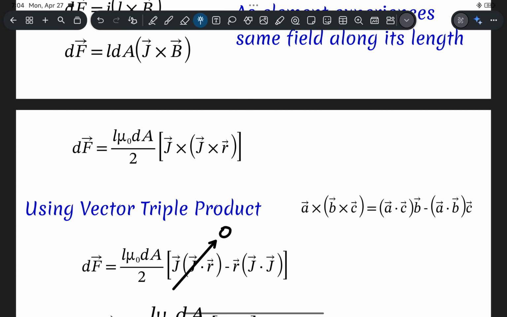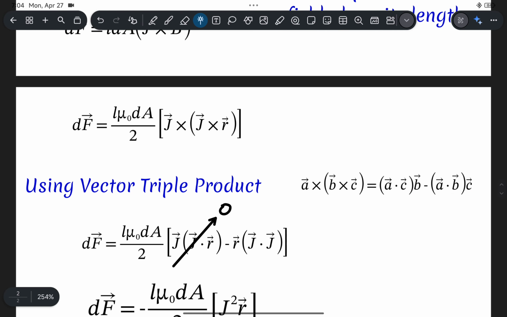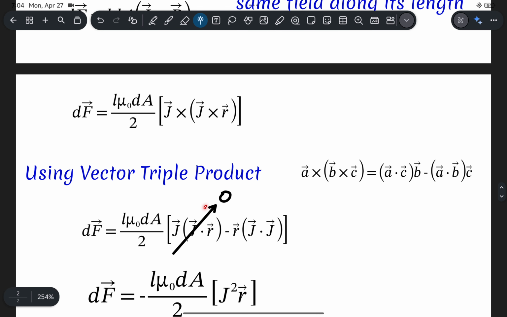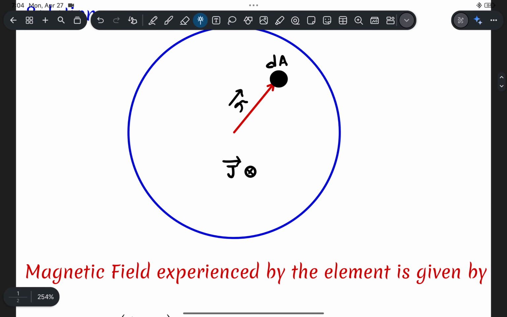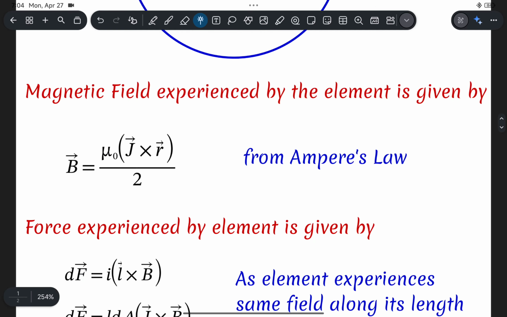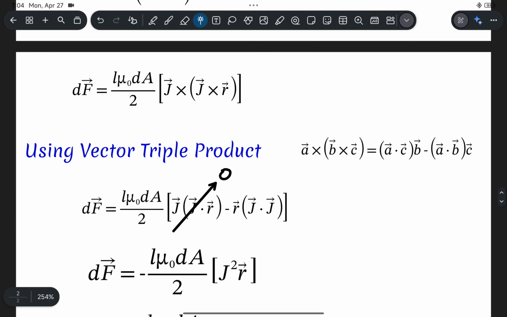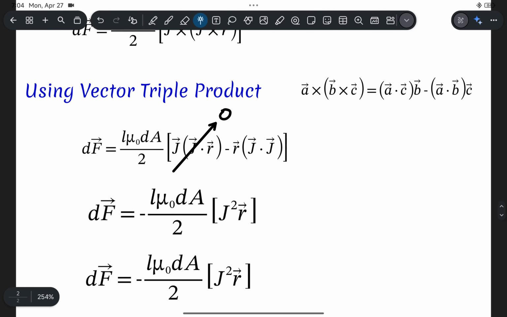Before integrating, I'm using the vector triple product for simplifying this part alone. Using A bar cross B bar cross C, you can write it as A bar dot C into B minus A bar dot B into C. So I've written the same thing. Here we can tell J bar dot R bar is 0. You can clearly see J bar is pointing into this plane, R bar is in the same plane. So the angle between J bar and R bar is 90 degrees, so the dot product became 0. So we have minus J dot J, which you can simply write as J square.